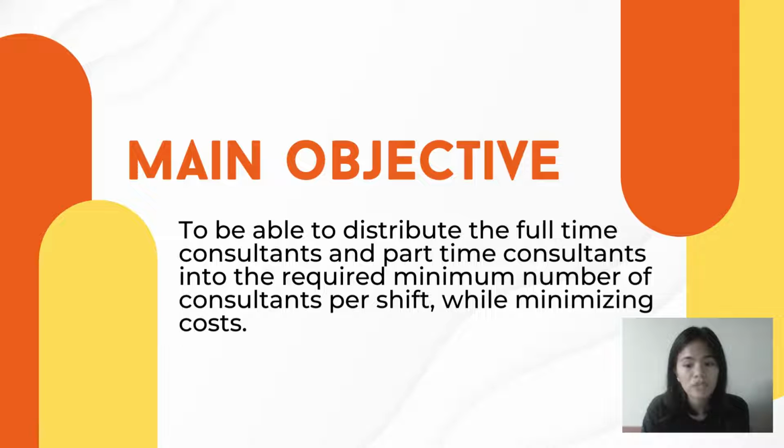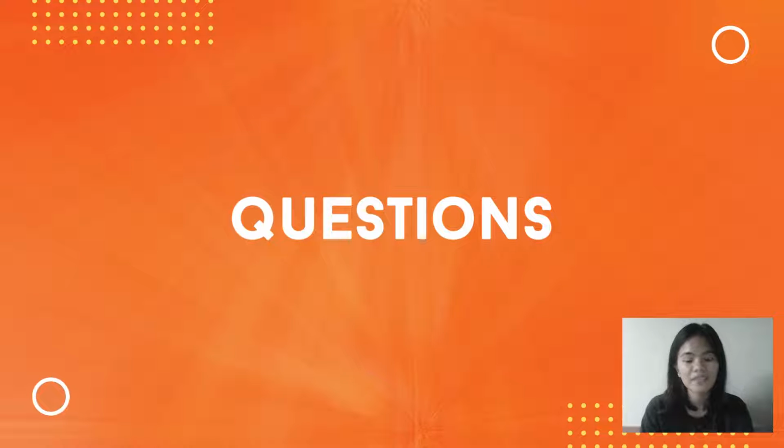Lastly, our main objective is to be able to distribute the full-time consultants and part-time consultants into the required minimum number of consultants per shift while minimizing costs. So that is it for the overview of the problem. Kalkin would now take over to discuss the first question of the problem.